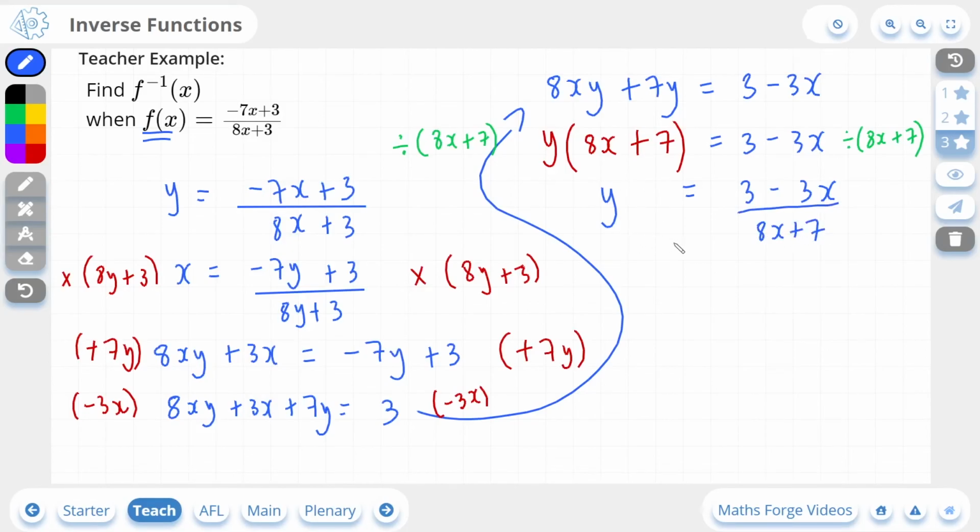And now that we have y on its own, this should be our inverse function. So the inverse of f of x is equal to 3 minus 3x, all divided by 8x plus 7. And if we check our answer, there it is. It's written slightly differently, but you do have a minus 3x, a positive 3 on top, and an 8x plus 7 for the denominator. And that's it for the lesson on inverse functions.